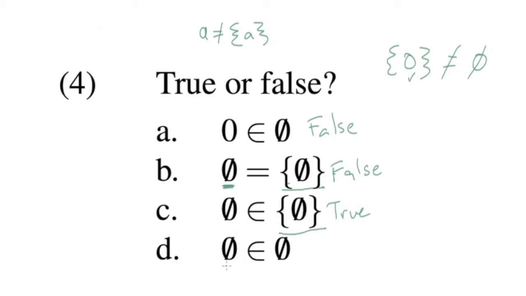And what about this last one? Is the empty set a member of the empty set? Well, no, it can't possibly be, right? Because if this set contained the empty set, it wouldn't be empty anymore. It's the same deal as A. You can never have X, where X is anything, as a member of the empty set. This is always false.